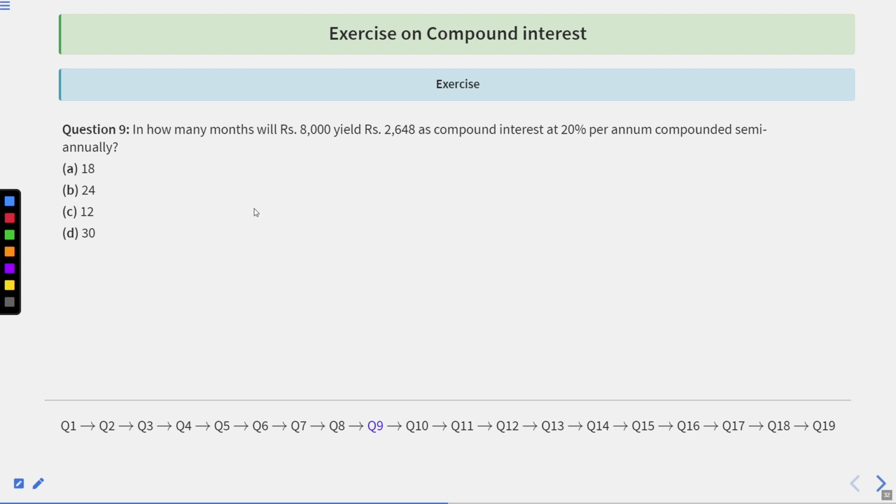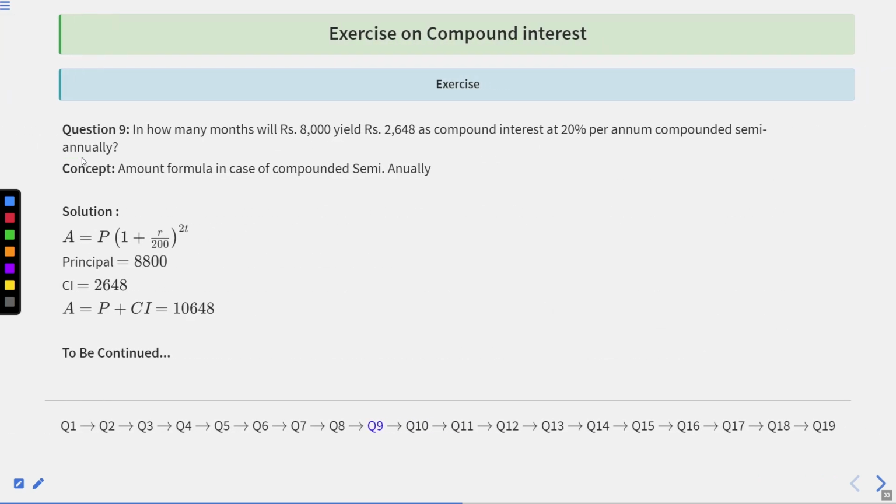Question number 9. In how many months will rupees 8,000 yield rupees 2,648 as compound interest at 20% per annum compounded semi-annually? So the concept here is the amount formula in case of compounding semi-annually. We have seen this concept in the theory sessions.